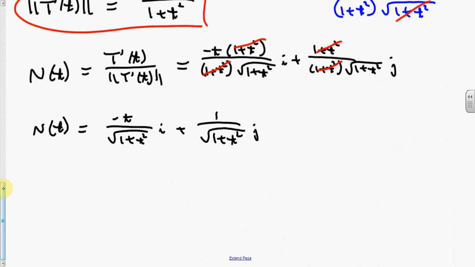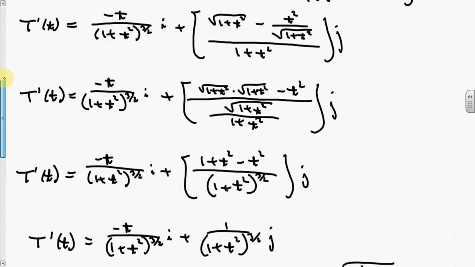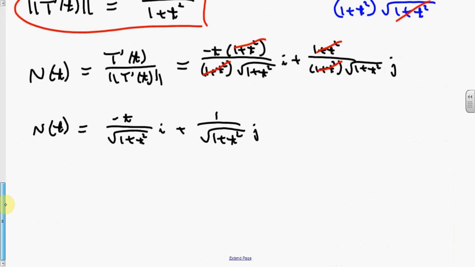And they wanted you to evaluate that at some number t. t is equal to 2. So N of 2 is equal to negative 2 over the square root of 1 plus 4, the square root of 5, i plus 1 over the square root of 5 j.